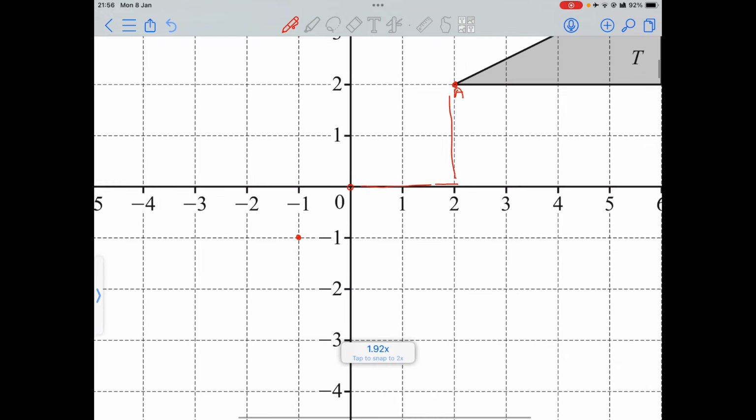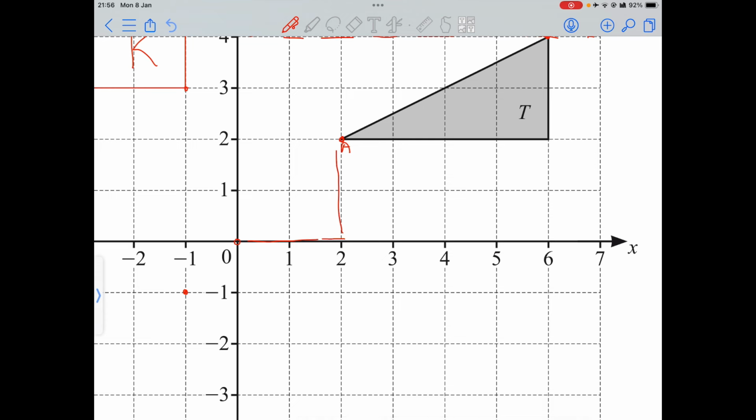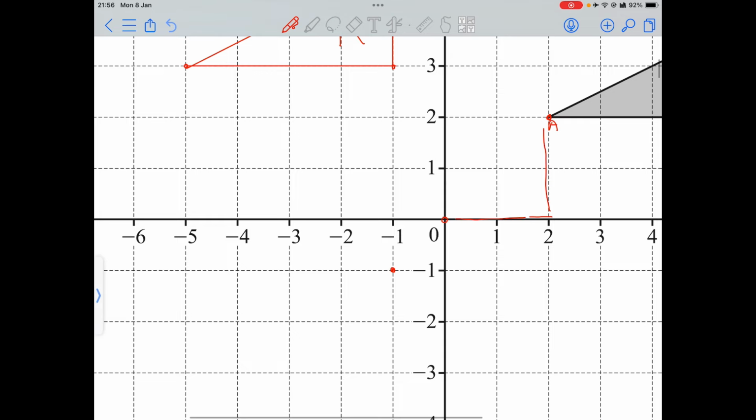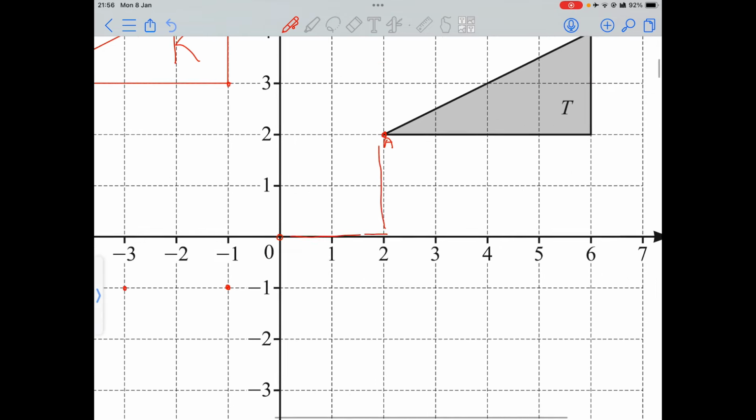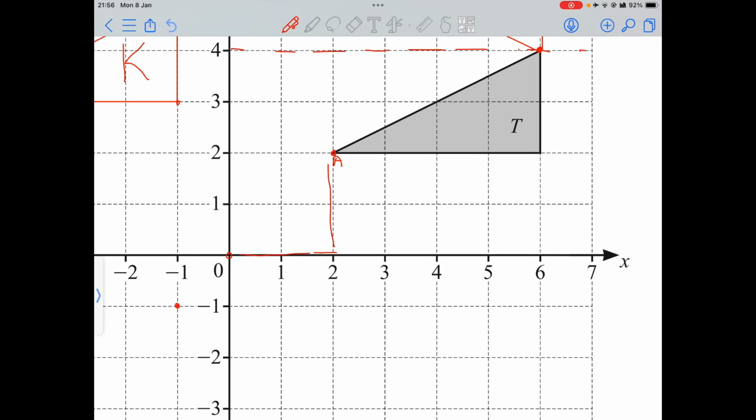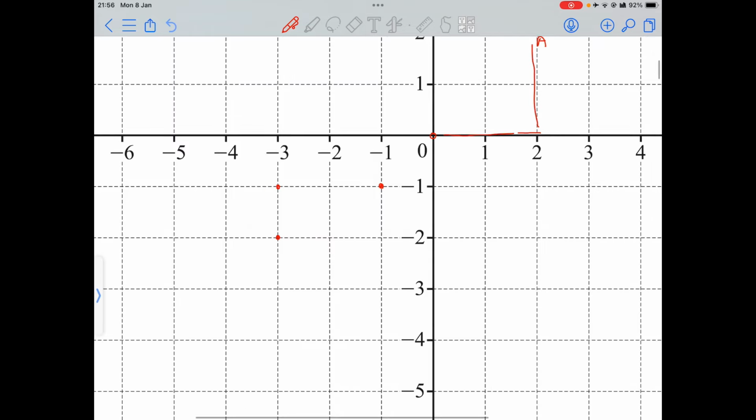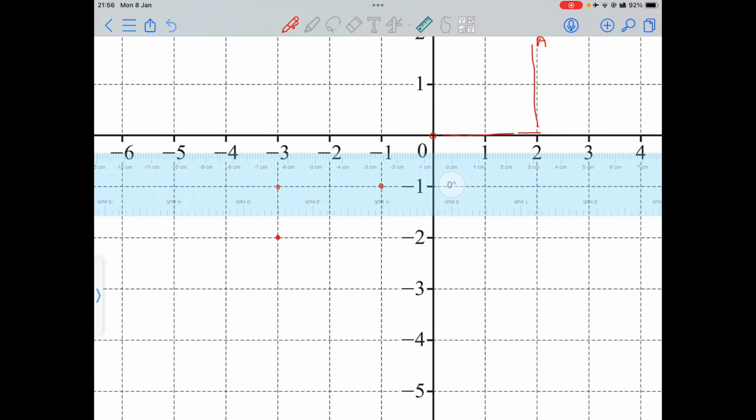Then again, the next point is 6 and 2: 6 units towards the right and 2 units up. So 3 units towards the left and 1 unit down. The next one is again 6 units, but it's 4 units up. So you're going to do the same thing as this, but it's 4, so it's just going to be 2 units. So that gives you the 3 points. Now just connect these points.